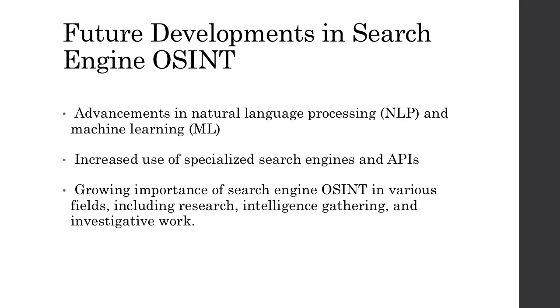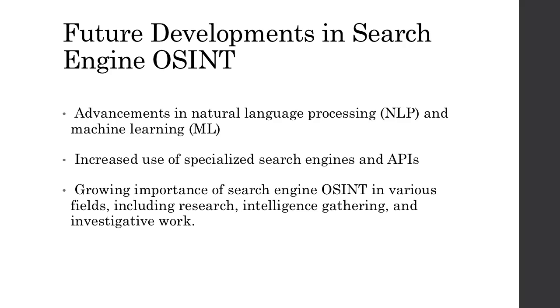Increased use of specialized search engines and APIs. Think of a doctor searching for medical research papers on a specific disease. They might use a specialized search engine designed specifically for medical research, which is more efficient than using a general search engine like Google. These specialized search engines and APIs can help professionals in various fields find the most relevant information quickly. Growing importance of search engine OSINT in various fields.